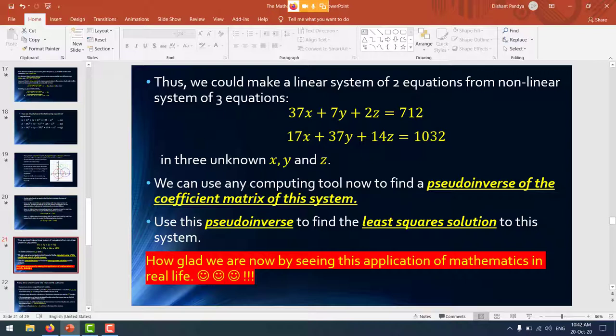Once you get the pseudo inverse of that matrix, you can simply substitute here. Say for example, x is equal to A inverse B. So you can have that pseudo inverse, multiply with your right hand side matrix, that is 712 and 1032, okay? And simplify to get the answer. So isn't it a very good method to understand GPS for a two dimensional structure? Yes or no?